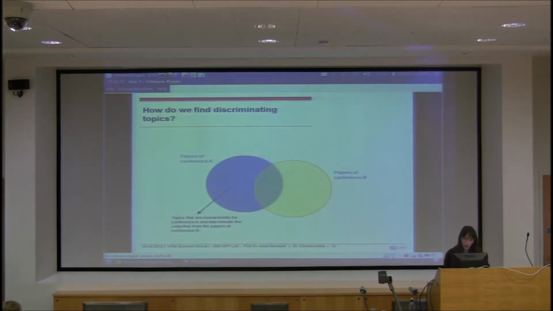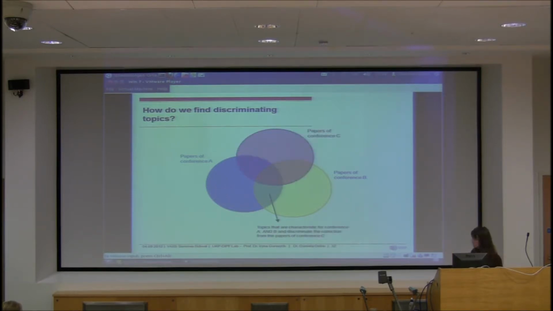But okay, so what are we really interested in? Well, what we are really interested in is that, if we have papers of conference A and conference B, we would like to find topics that are characteristic for conference A and discriminate the collection from the papers of conference B. This is one thing that we are interested in. And note that I didn't say we want to know the words, we want to know the topics. That makes a difference.